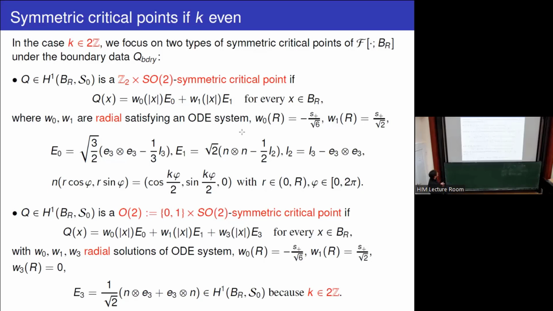basis vectors, but now you have this third one, which is regular enough only when you have even components. Otherwise, you have a discontinuity here because now you don't have n tensor n, you have just n. And remember that when you rotate this, you have a problem when k is odd. So this is in H1, that's when k is even, right? So you have this solution with 3 components. And again, W0, W1, and W3 are radial, because of this symmetry, right?